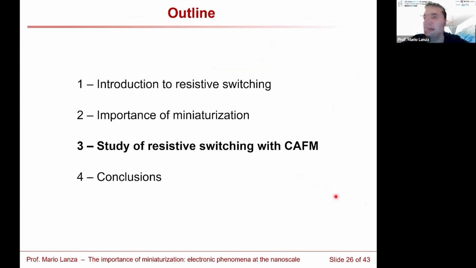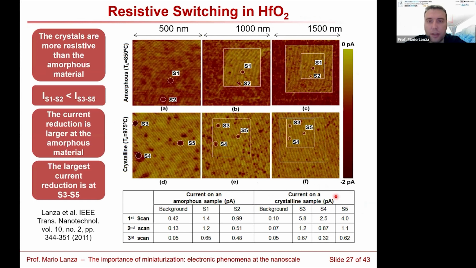Okay, so now in the last part of the talk, I would like to talk about the resistive switching observed with the conductive AFM. In fact, there are different phenomena here. This is the first that I would like to show you. We take two samples that are made of hafnium dioxide. One of them is amorphous, has been heated below the crystallization temperature, and one is crystalline, annealed above the crystallization temperature, which is 900 degrees.